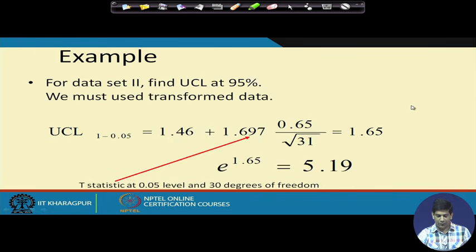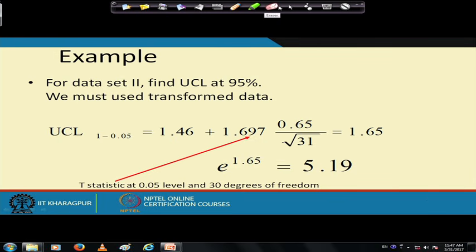The same thing if you do for the second set. Again we have to do this UCL on the log transformed data, so that's why you see these data over there, and then you do e to the power of that 1.65 to find the actual value, and you get 5.19. So for both of these data sets, when we took the sample mean, the values were less than 5 milligrams per liter. But when we took the UCL, the values are more than 5 milligrams per liter, and 5 milligrams per liter was the TC limit.